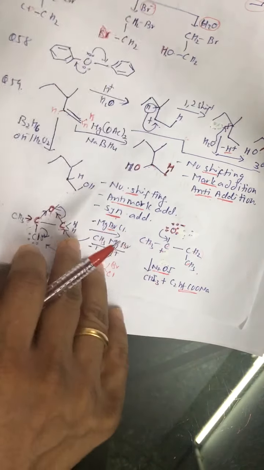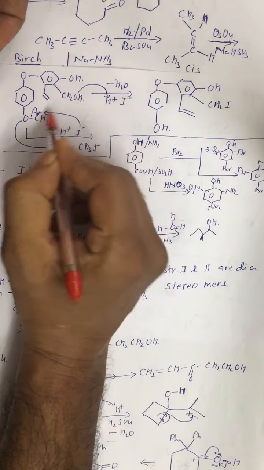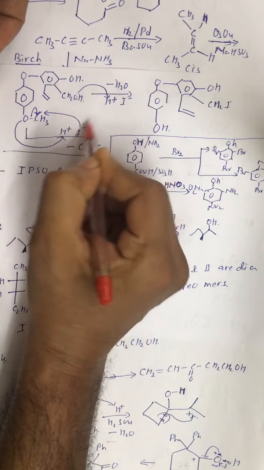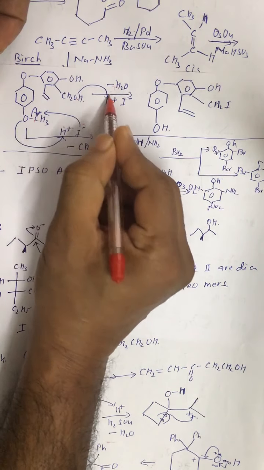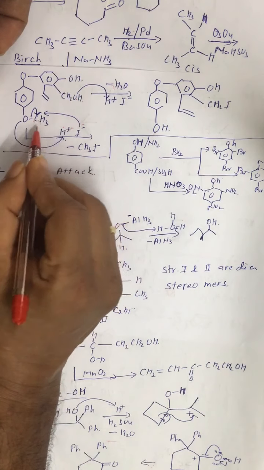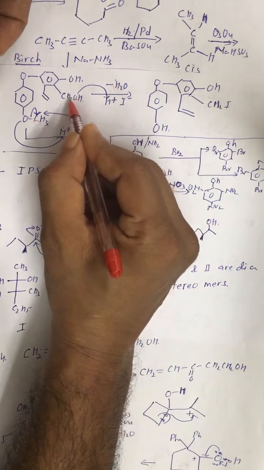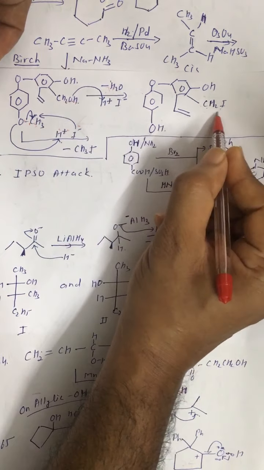Look at question number 61. See, this is attacked and this one is attacked. So two moles are attacking, and we are getting this final product. This gives CH3I, and this is converted to OH, and the CH2OH is converted to CH2I. All right.